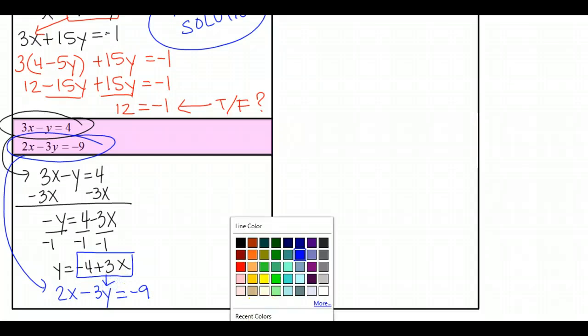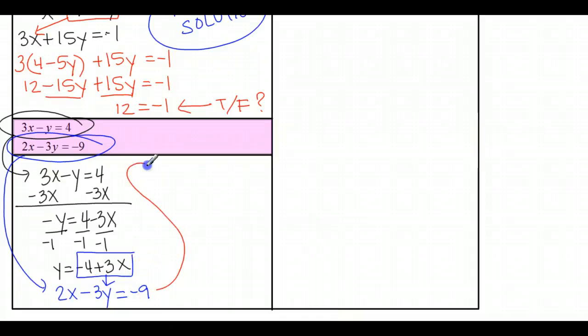Just because we're running out of room here, I'm going to go ahead and continue that up here. We have 2x minus 3y, which is negative 4 plus 3x, equal to negative 9. So we're going to go ahead and simplify by distributing our negative 3.